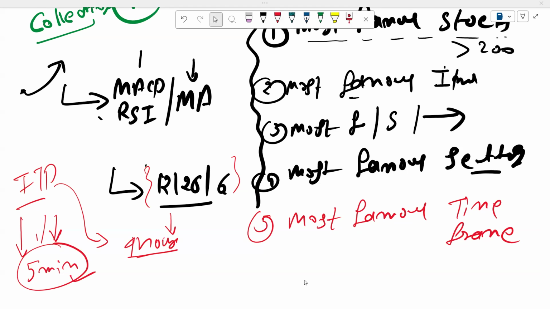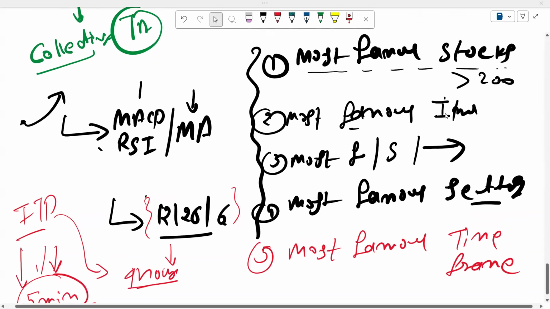So now, I hope it's clear for you. Sir, what's the point number two? Most famous stocks. Most famous indicators. These are the most famous indicators: MACD, RSI, and moving average. Third one is the most famous strategy.